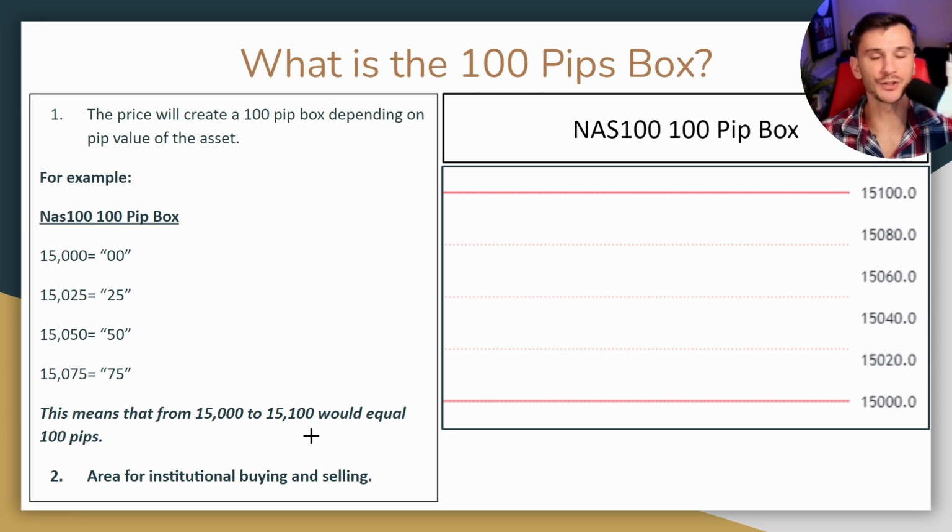That area is used for institutional buying and selling. They use the outer extremities of that box for buying and selling, or the upper half or the lower half of the box for buying and selling.